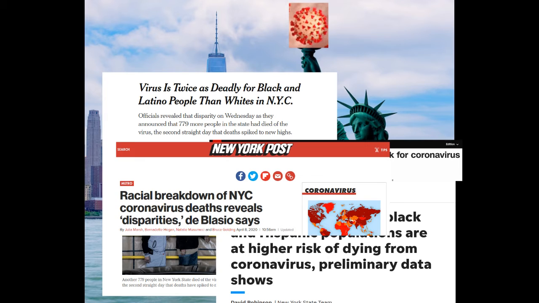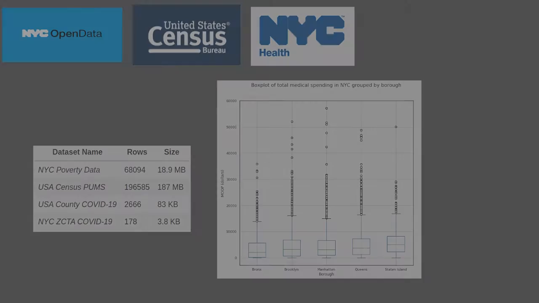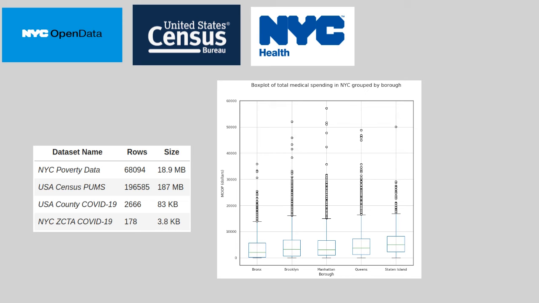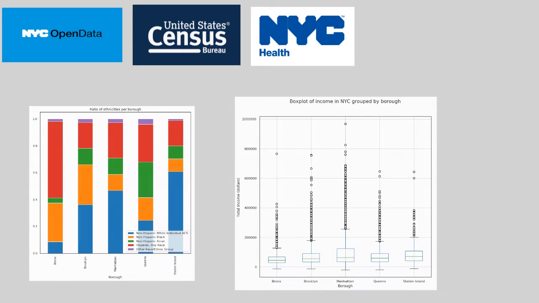The idea with this project is to illustrate and analyze the socioeconomic status, demographics, and other parameters that might help explain why certain ethnic groups are at high risk of contracting the coronavirus. We will use data from New York City Open Data, New York City Health, and the United States Census Bureau to investigate the correlation between the underlying characteristics of an area and the spread of the virus in it.